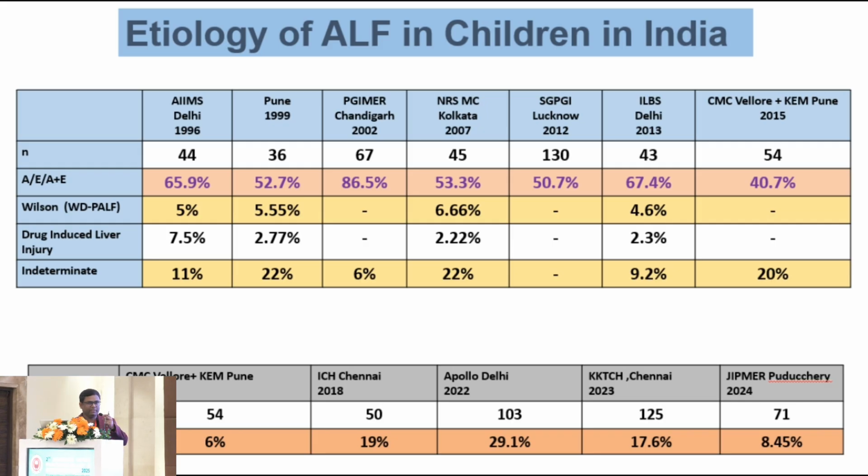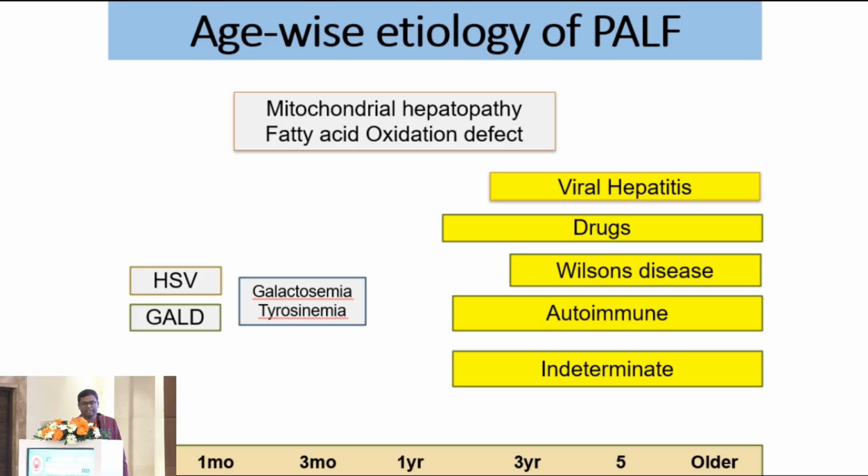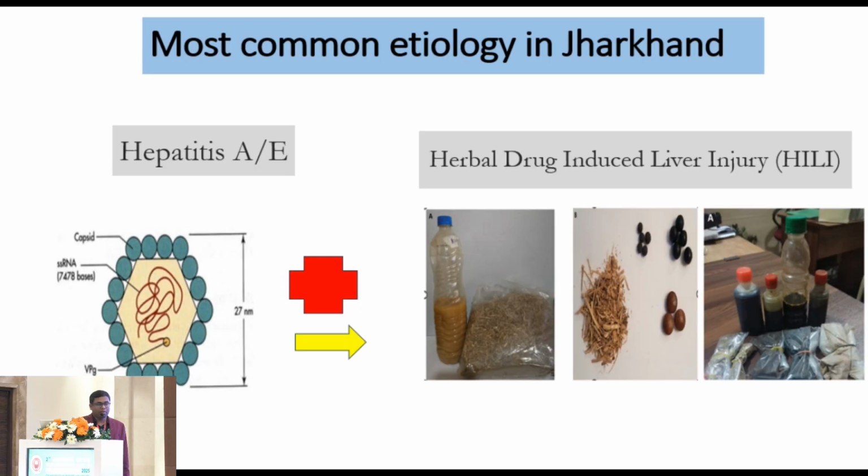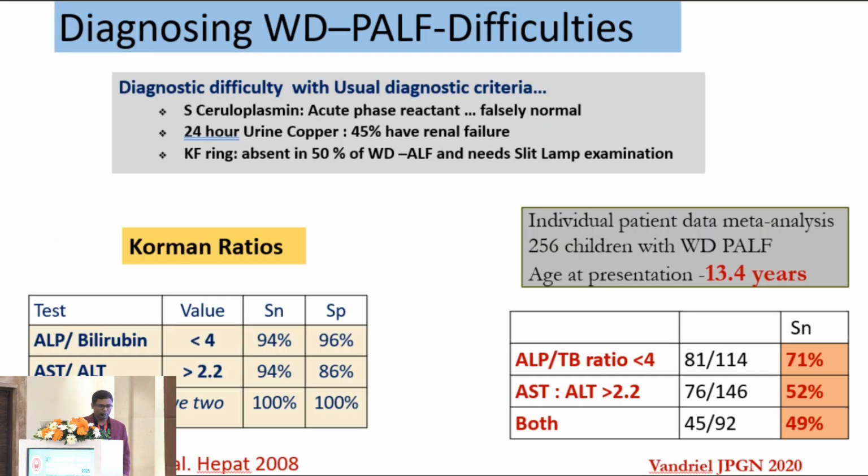Then our etiologies are different age-wise. From birth, gestational alloimmune liver disease, then coming to herpes simplex virus, then in early infancy, galactosemia, thalassemia, and going on to viral hepatitis, drugs, Wilson disease, autoimmune hepatitis, or even indeterminate in the older children. What we see here in Jharkhand is that the most common is acute viral hepatitis, mostly A in children, E in older children or adults, followed by herbal drug-induced liver disease. So this is the common ratio I have shown here.